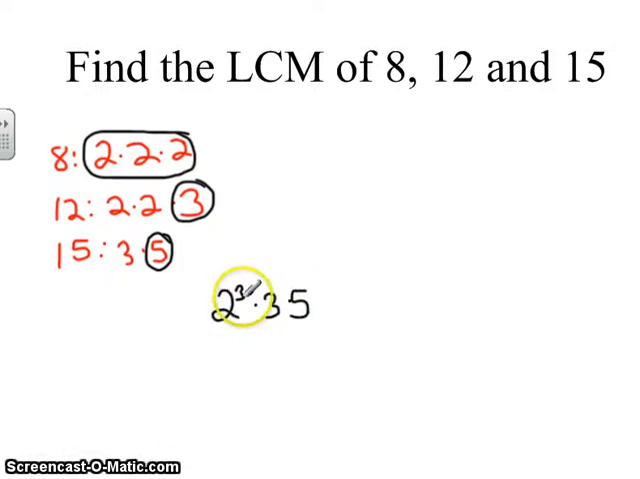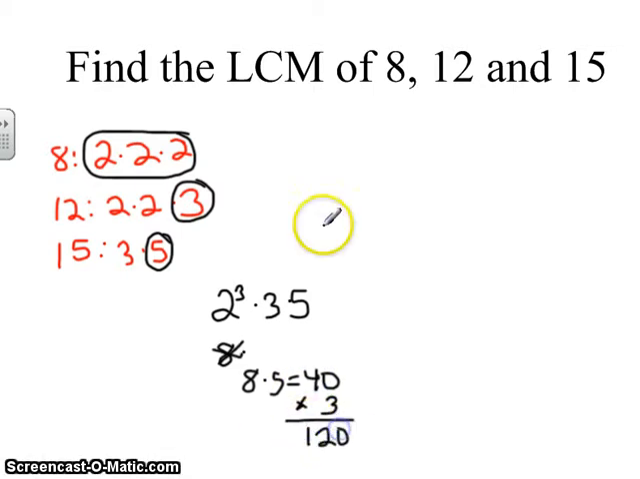2 to the third power is 8. And 3 times 5 is 15. I'm going to make this even easier. I'm going to do 8 times 5 first because that's 40. And then I'm going to do 40 times 3, which is 120. So my answer is 120.